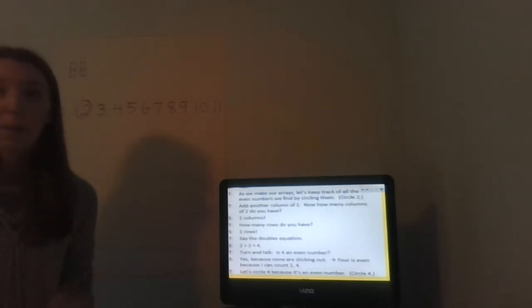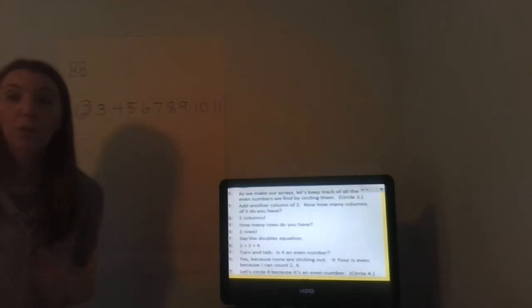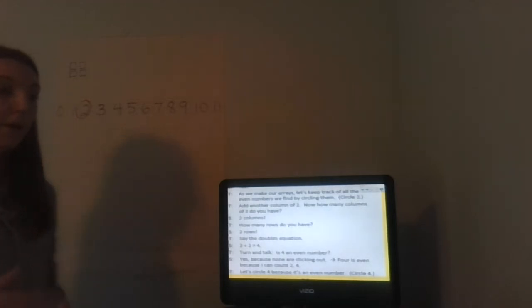Now I want to say my doubles equation. Looking at my rows, I have 2 and 2. 2 plus 2 equals 4. That's my doubles equation, my repeated addition equation. 2 plus 2 equals 4.